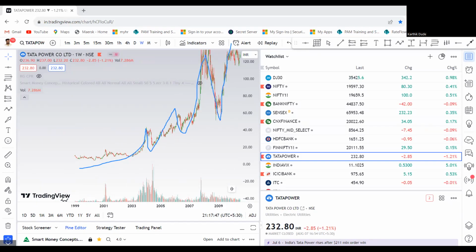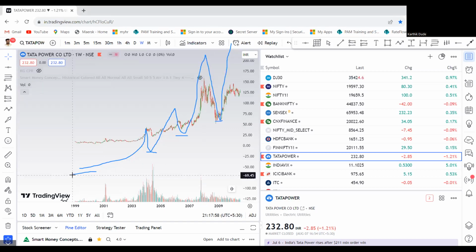If you see here, this low which was formed here, it never reached. The low which has formed here, it never reached. The low which has formed here, it never reached. So you can say this is in an uptrend. So why have I told this? What can you do now?